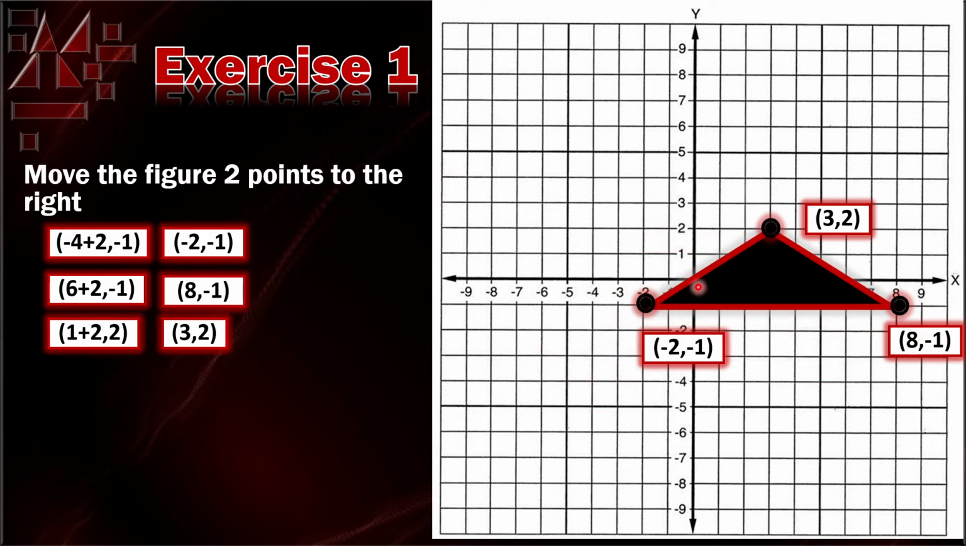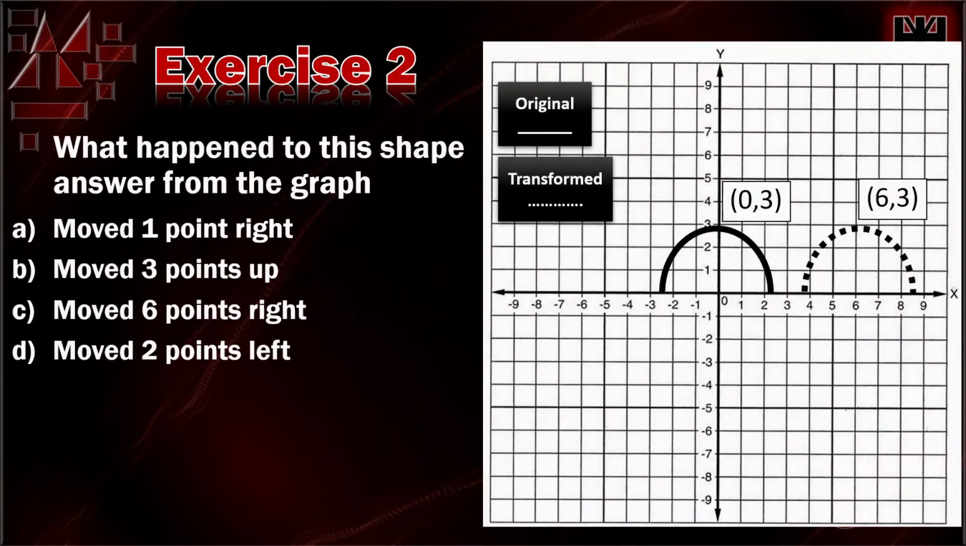Okay, so this is the new shape. And this is the old shape, and we just moved it 2 points to the right. What happens to this shape? Okay, this is the original, and this is the transformed. What happened? So we moved it 6 points to the right, as the x value was 0, and now it's 6. So it moved 6 points to the right.